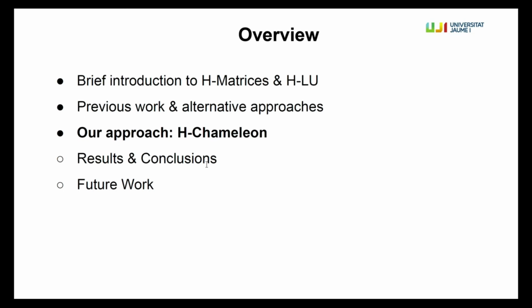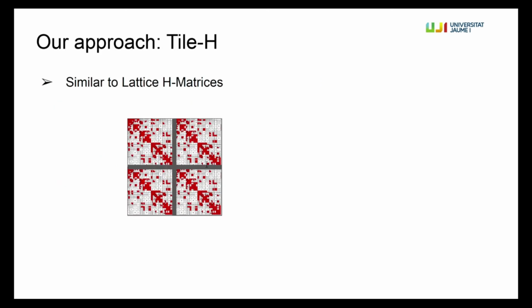So let's talk about our approach, H-Chameleon, which is the basic idea of our approach. Similarly to lattice H matrices, what we do is to partition the original matrix into regular tiles. This way, we will be able to achieve a high concurrency degree as it's achieved with, for example, block low rank formats. Inside each tile, we compress the information by creating an H matrix, a whole H matrix inside each tile.